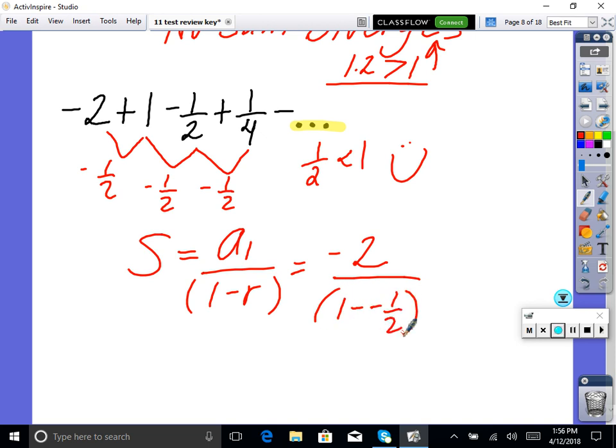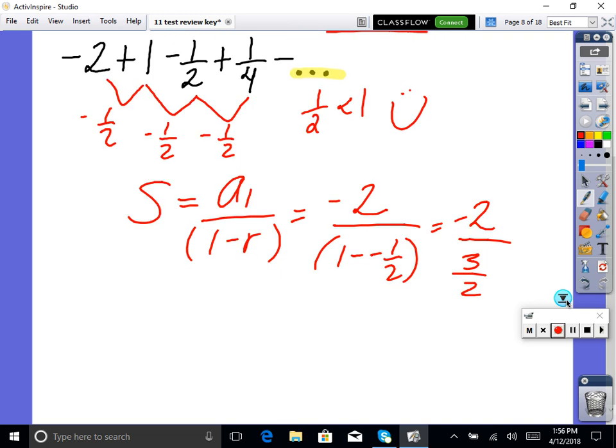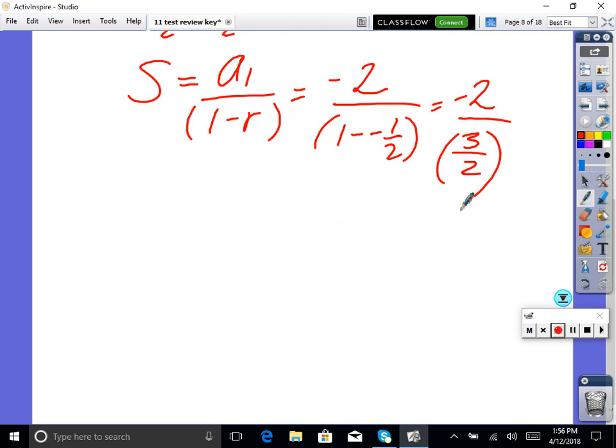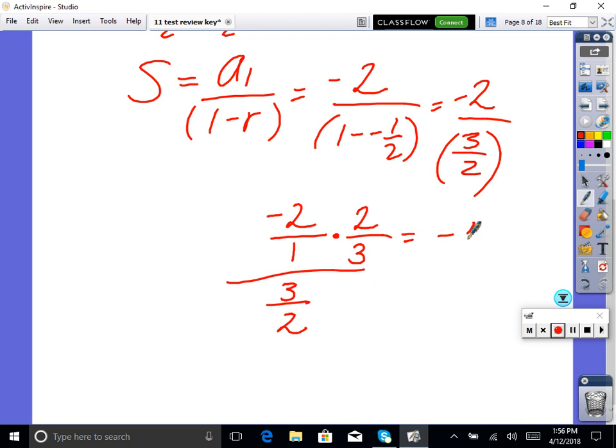So that means we have -2 divided by 1 minus -1/2, which is 3/2. So then you could type it into your calculator, but you would need parentheses around that. So we have -2 divided by 1 divided by 3/2. I write it like this to help me do it by hand. Dividing fractions is easy as pi, flip the second, and multiply. So that means we get -4/3. Our sum is -4/3.